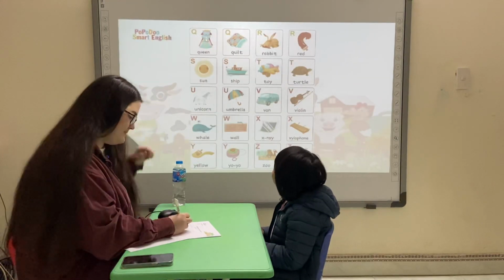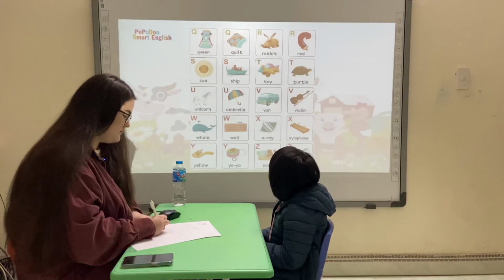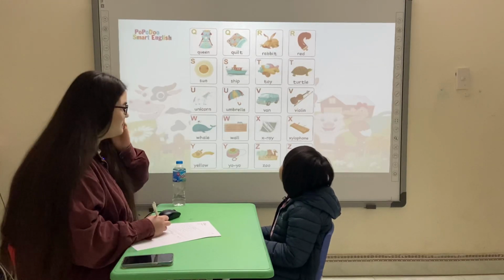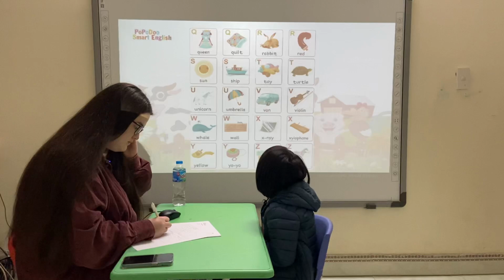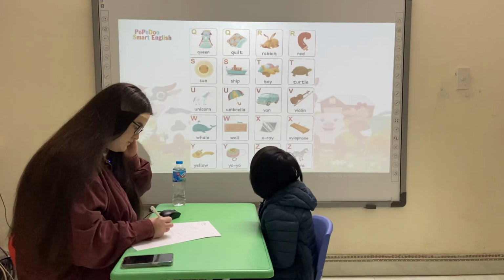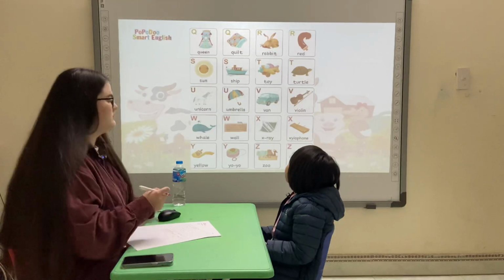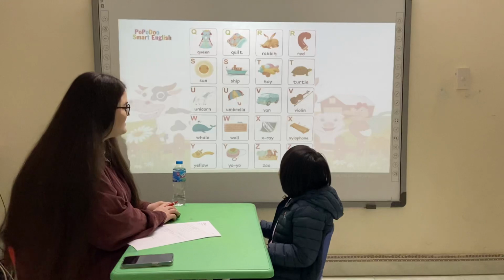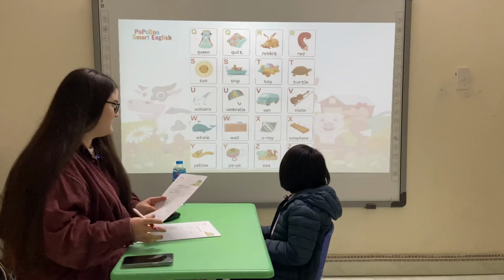Okay, what letter is this? It's a Q. It's an I. It's an M. It's a T. Letter T. Letter U. Letter V. Letter W. Letter X. Letter Y. Letter Z.